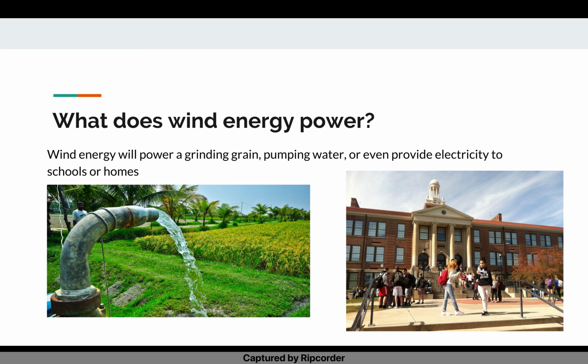And so people ask, where does this energy go? Like, what's it used for? And so wind power can provide electricity or mechanical power for grinding grains, pumping water, homes, or even schools. It can power pretty much any building. So you can see two pictures below of what it could possibly be used for.